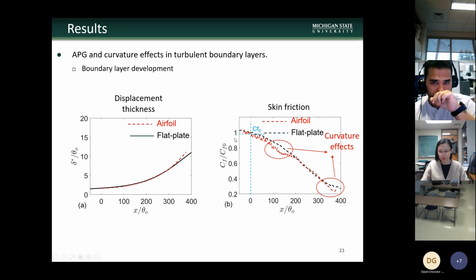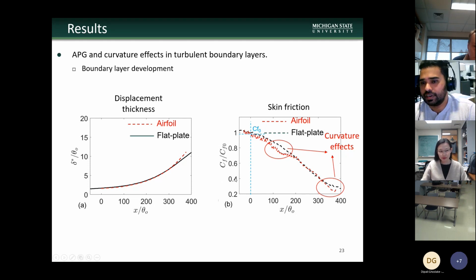First, what I'm showing here is the variation of displacement thickness, right, along the chord of the blade and along the streamwise direction of the flat plate. And you see that the overall variation, the increase in displacement thickness with APG, is captured nicely by the flat plate, except some differences towards the trailing edge part of the blade.